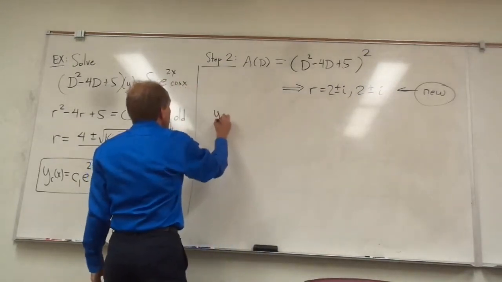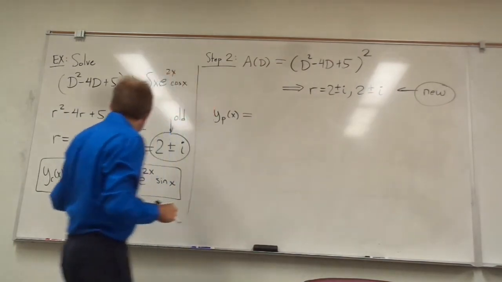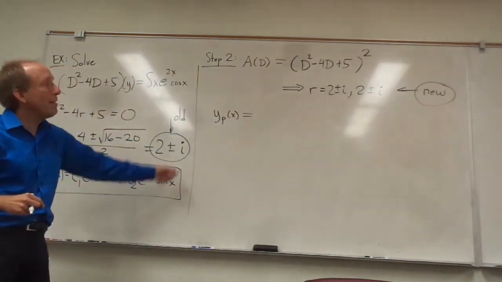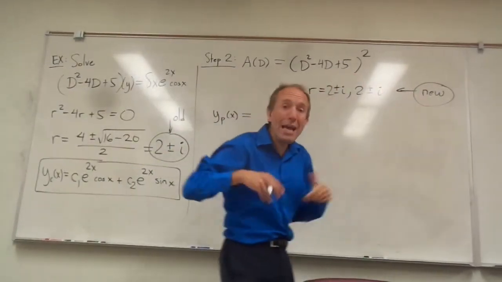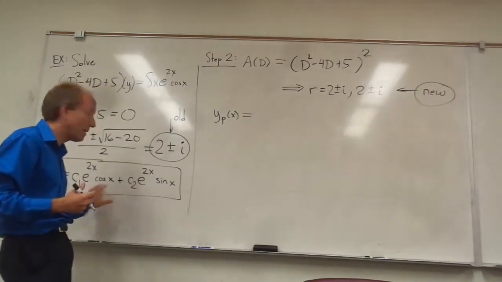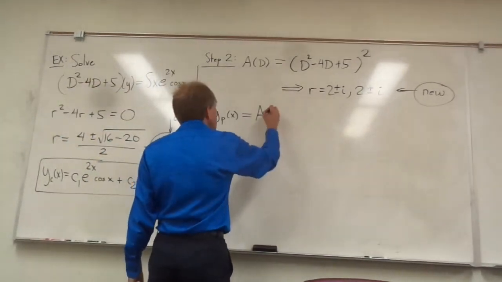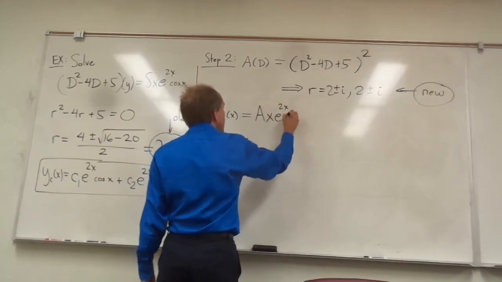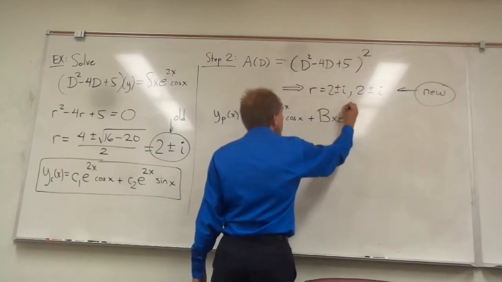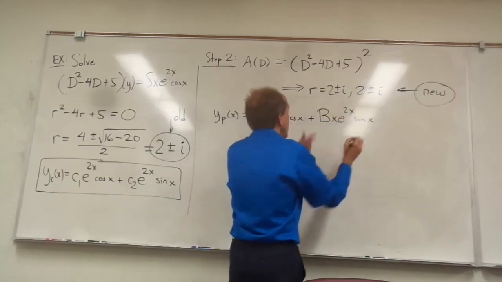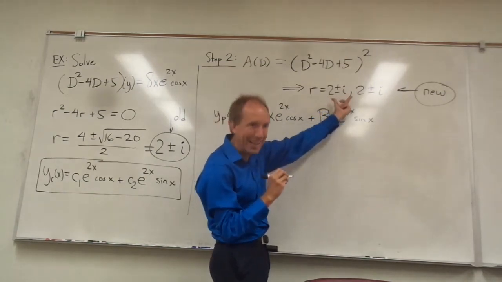So if I think about the particular solution, remember, you're going to start with these two terms. If we are repeating roots, if we have repeat roots, we have to stack those x's in front of these terms, don't we? So it's going to look like this. It's going to be a times x e to the 2x cosine of x plus b x e to the 2x sine of x. That handles the first set of repeats of 2 plus or minus i.